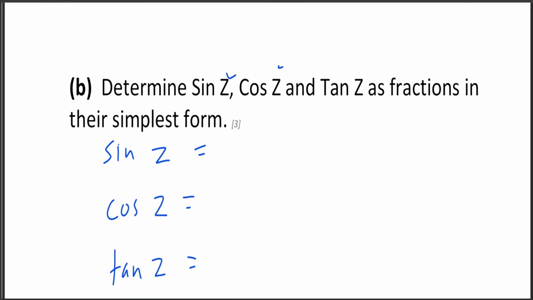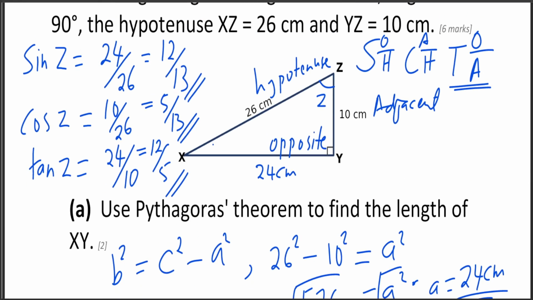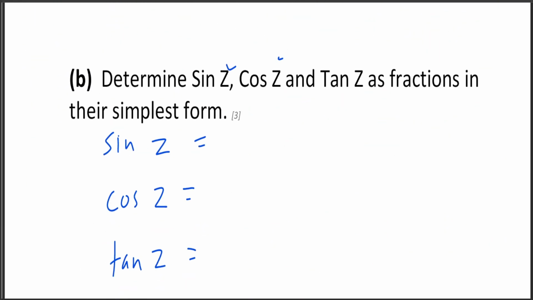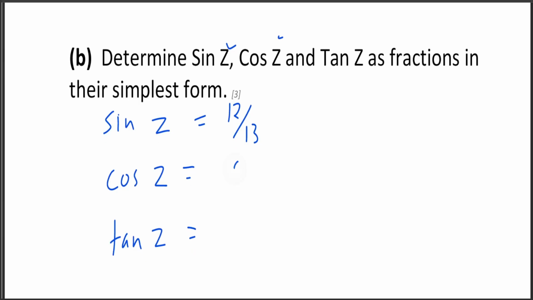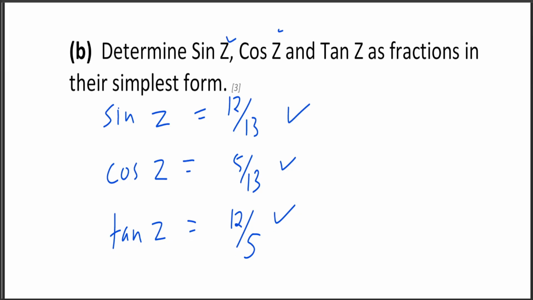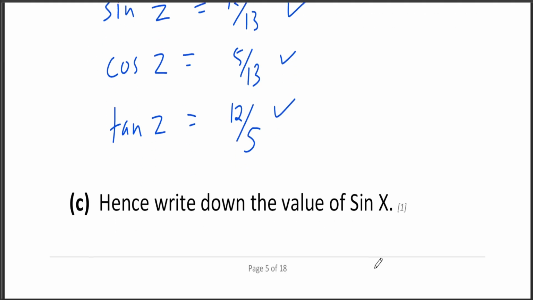But let me just write it for the case. So sin Z we say is 12 over 13 in simplest form. You have even been asked for it in simplest form. Cos Z is 5 over 13 and tan Z is 12 over 5. Simple. Next question. That is this one.